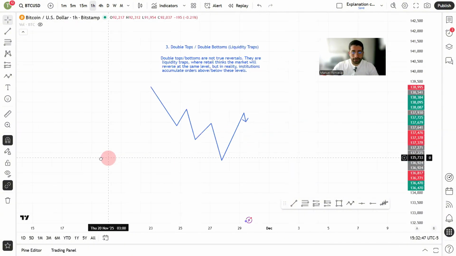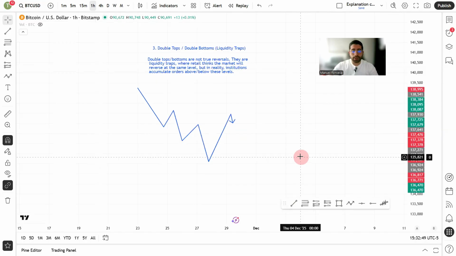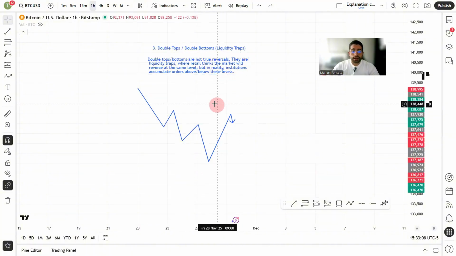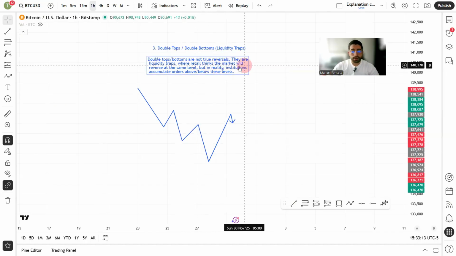Perfect. And now let's see the double tops and double bottoms. In this case, we're going to analyze double top patterns because we're in a bearish trend, okay? Now, the double tops or bottoms are not true reversals. That's something you need to understand. They are liquidity traps where retail thinks that the market will reverse at the same level. But in reality, institutions accumulate orders above or below these levels.